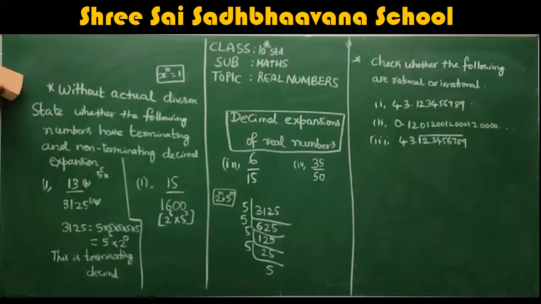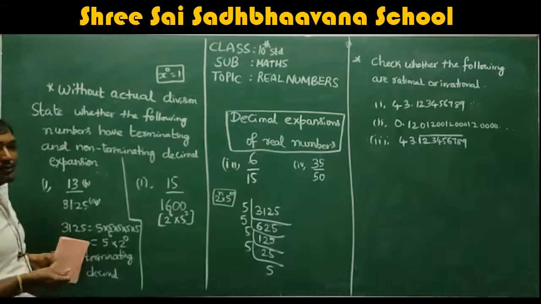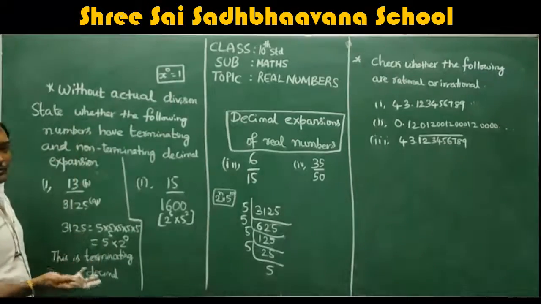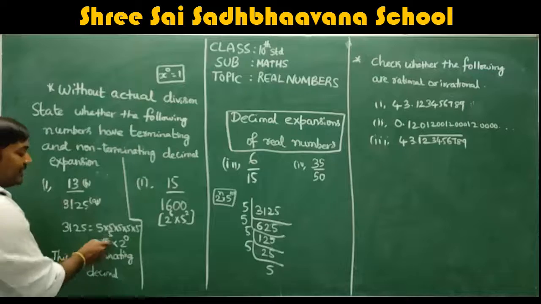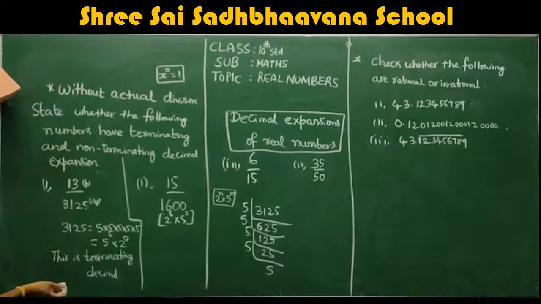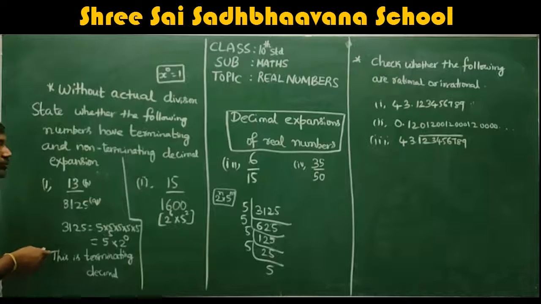Actually, it should be expressed in the form of 2 power m. Correct? So we don't have 2. Can I write it as 2 power 0? Because we know that any term power 0 is 1. So 2 power 0 is also 1. So I am writing 5 power 5 into 2 power 0, in that form. 2 power 0 is nothing but 1. So we are able to express this 3125 as 5 power 5 into 2 power 0.